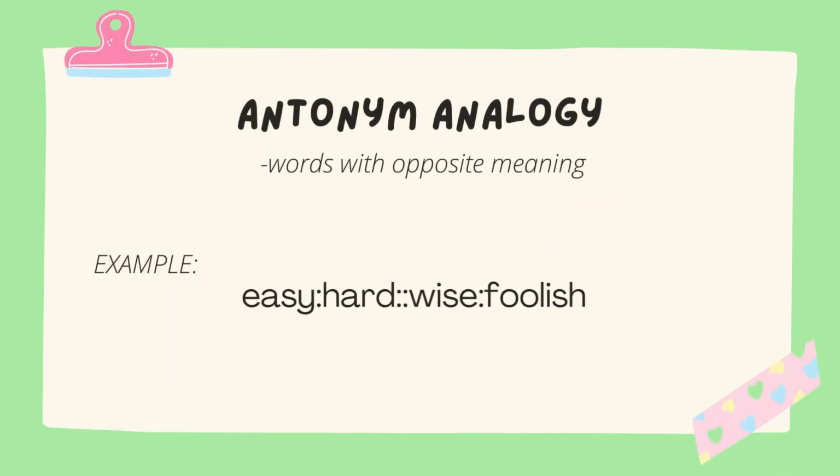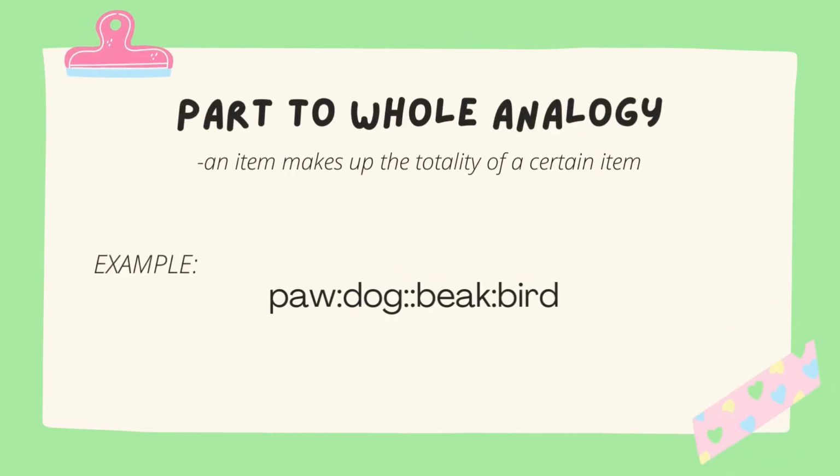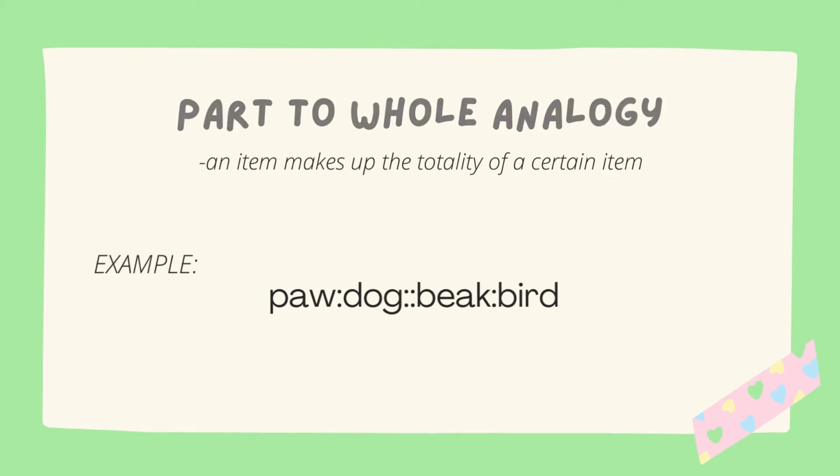Antonym analogy refers to words with opposite meaning. Example, easy is to hard as wise is to foolish. Easy is the opposite of hard and wise is the opposite of foolish. Part to whole analogy shows that an item makes up the totality of a certain item. Example, paw is to dog as beak is to bird. Paw is part of a dog and beak is part of a bird.